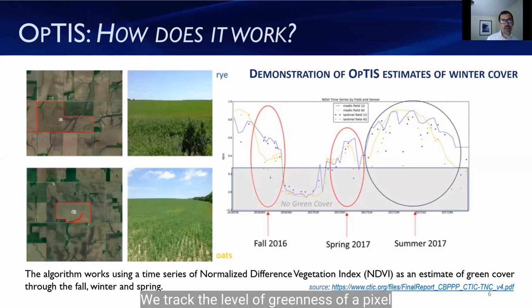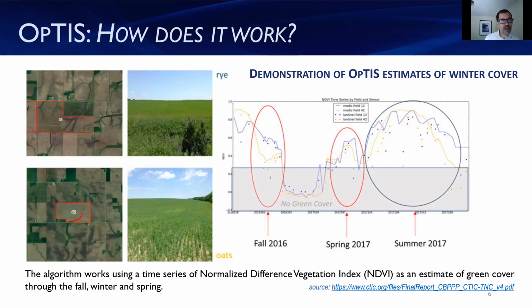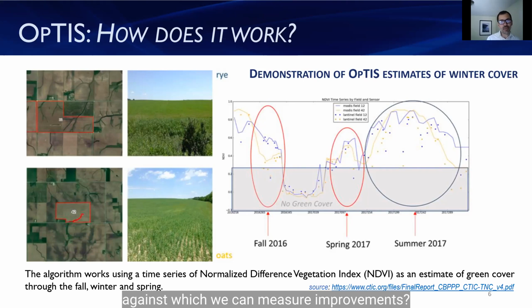We track the level of greenness of a pixel over seasons, looking for patterns in that green signal that indicate if the pixel was cover cropped or if it had a winter commodity crop like winter wheat, or if it had no winter cover. And so, with OpTIS, we can gain an understanding of the spatial patterns and the temporal patterns, the patterns through time that allow us to get at questions like, what is the baseline level of adoption against which we can measure improvements? And I think this type of information is valuable in and of itself, but we can combine OpTIS observations of management with powerful biogeochemical models to gain deeper insights into the outcomes associated with those management choices.